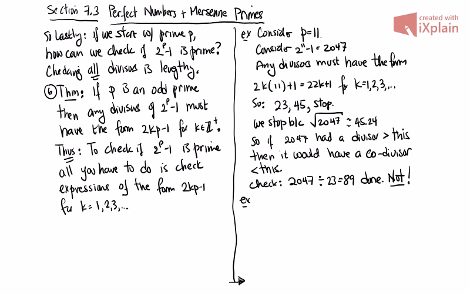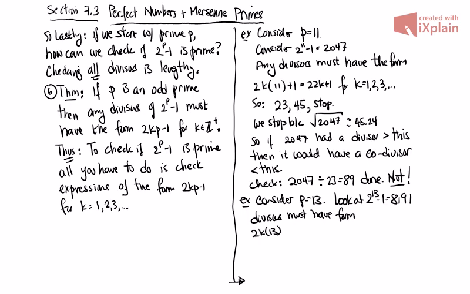So second example, consider p equals 13. So then we look at 2 to the 13 minus 1, which is 8191. So if we want to know if this is prime, the only divisors must have the form 2 times 13 times k plus 1, which is 26k plus 1 for k equals 1, 2, 3, dot, dot, dot.